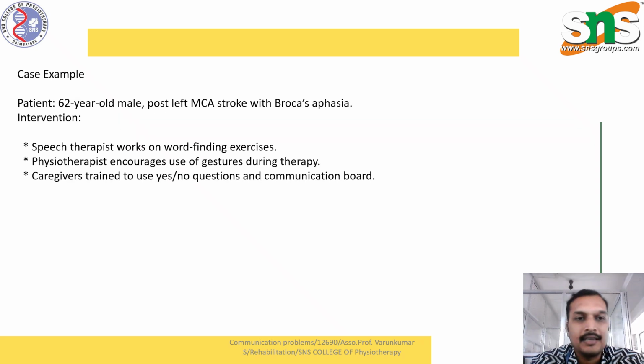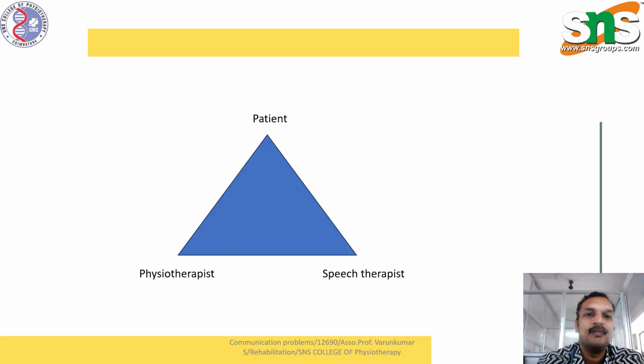For a case example, a 62-year-old male with post left MCA stroke with Broca's aphasia. For him, the intervention includes the speech therapist working on word-finding exercises, the physiotherapist encouraging use of gestures during therapy, and caregivers trained to use yes or no questions and a communication board. So for communication disorders, the patient mainly needs a physiotherapist and a speech therapist. Physiotherapist and speech therapist play a major role in the rehabilitation of patients with communication disorders.